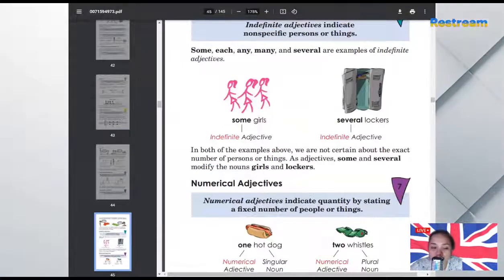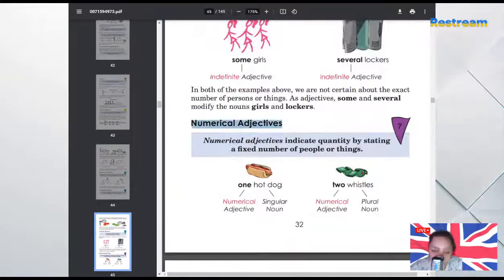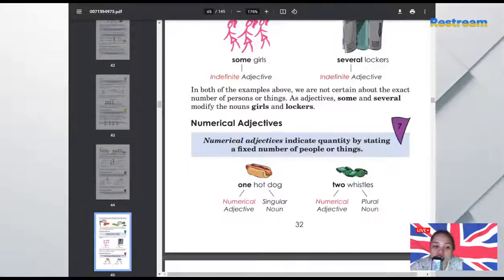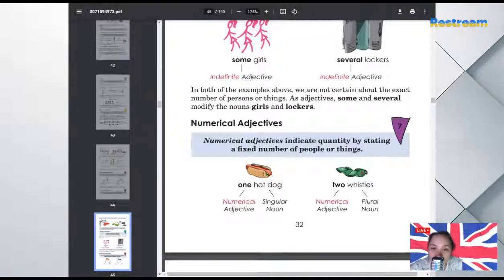Okay, so next one is the numerical adjective. We will stop here, at page 32, and continue on the next session or next meeting. The numerical adjectives indicate quantity by stating a fixed number of people or things. This is like the number nouns, if you have learned them already: single, double, and multiple. I think for sure you will learn those numerical adjectives or numerical nouns.